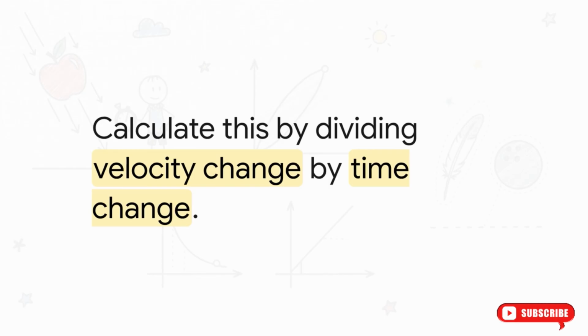You do this by taking your change in velocity and simply dividing it by the change in time. For instance, if your speed goes from 0 to 3 meters per second over the course of 2 seconds, you just divide 3 by 2. Boom, your acceleration is exactly 1.5 meters per second squared. Basically, the steeper that gradient is, the higher the acceleration.